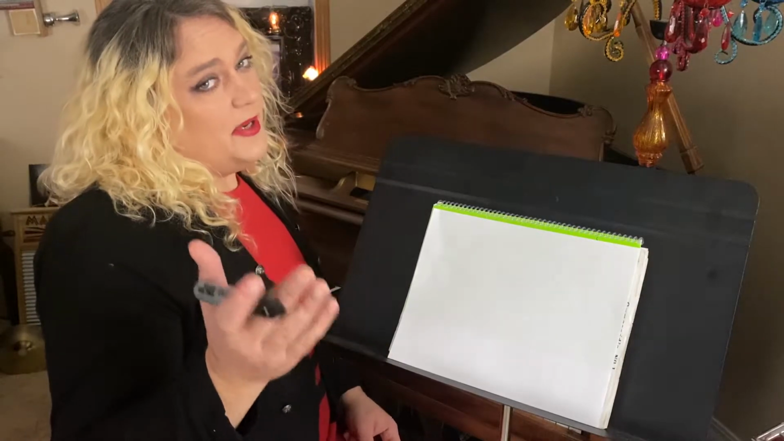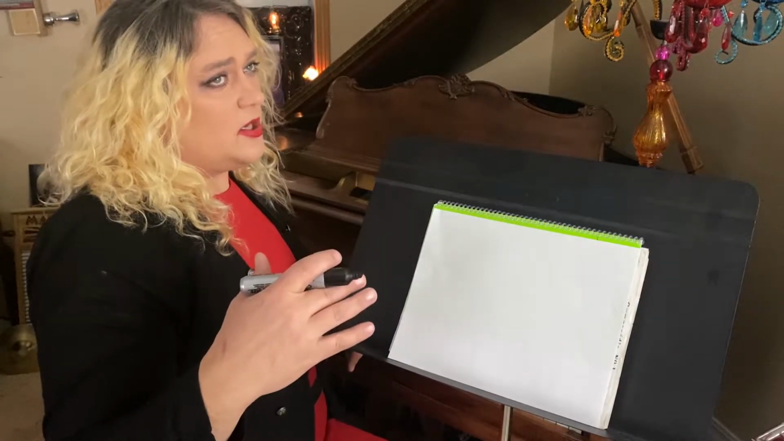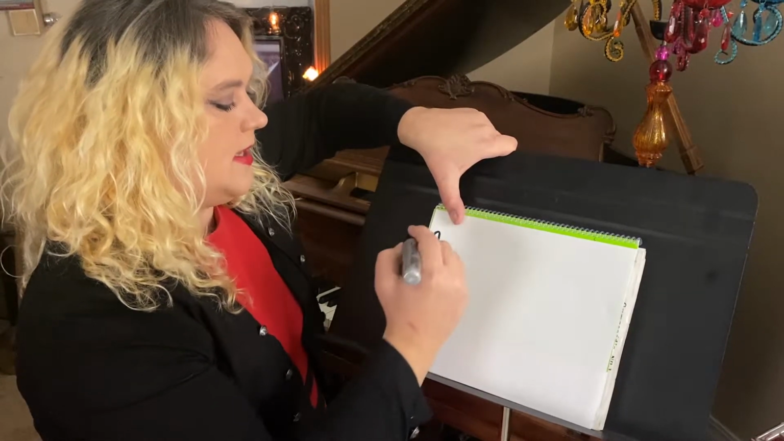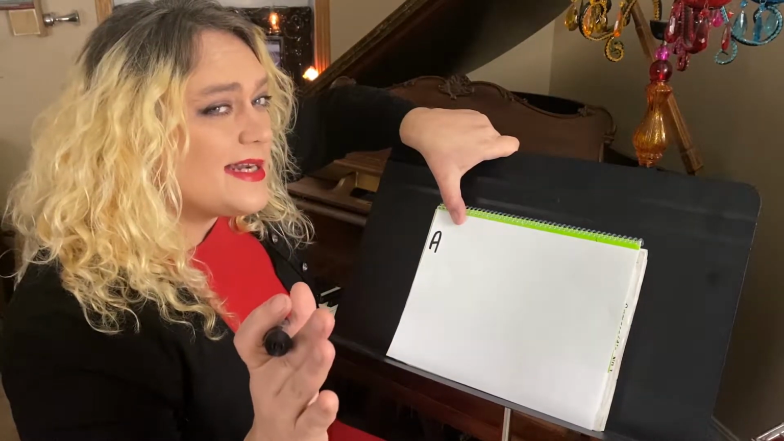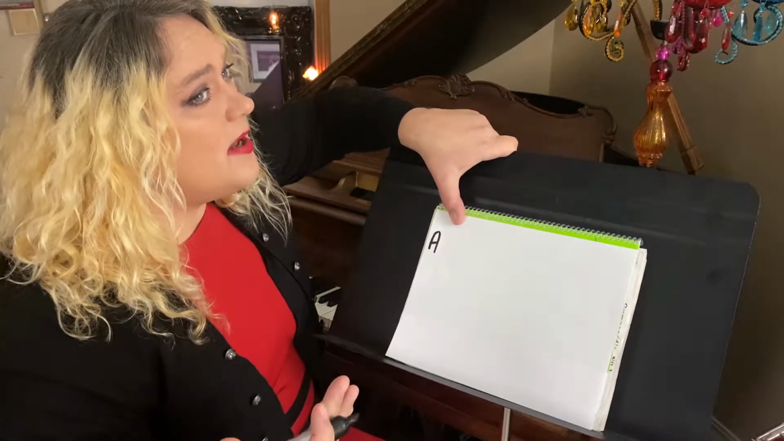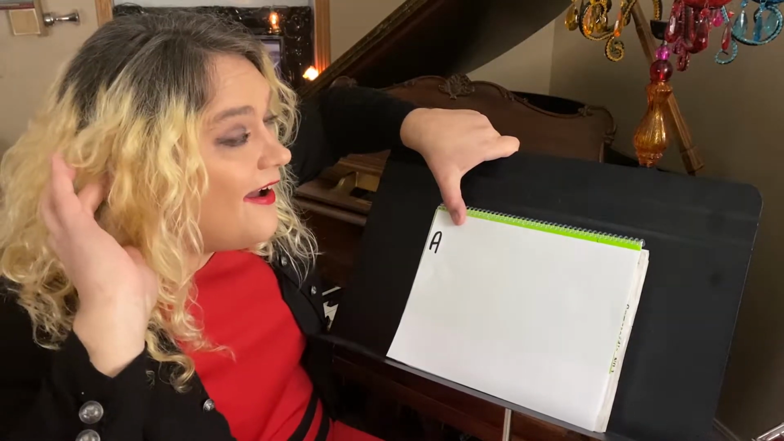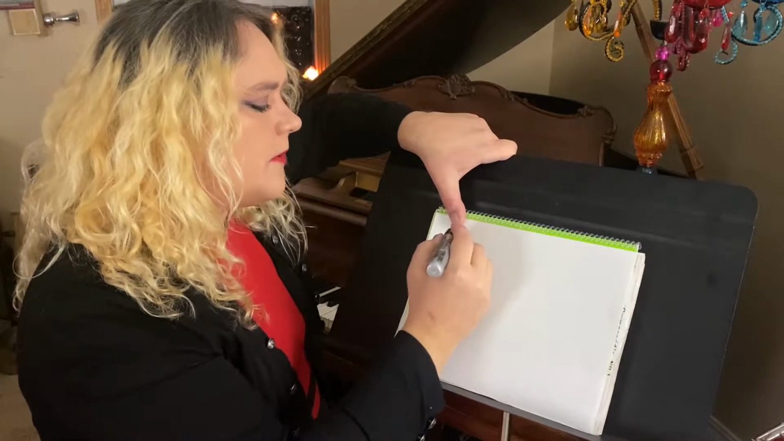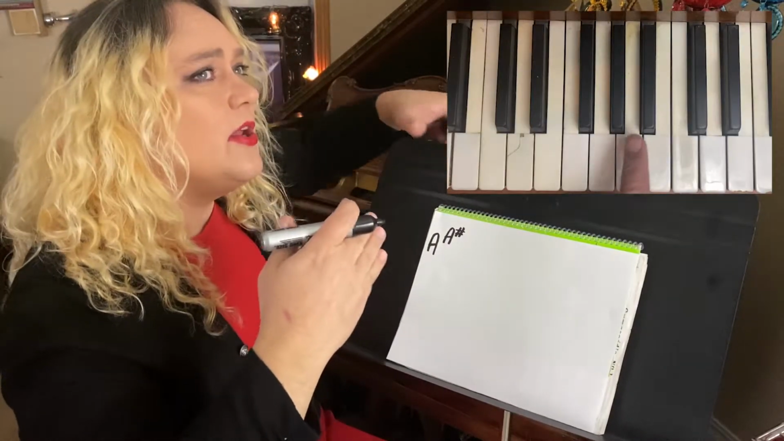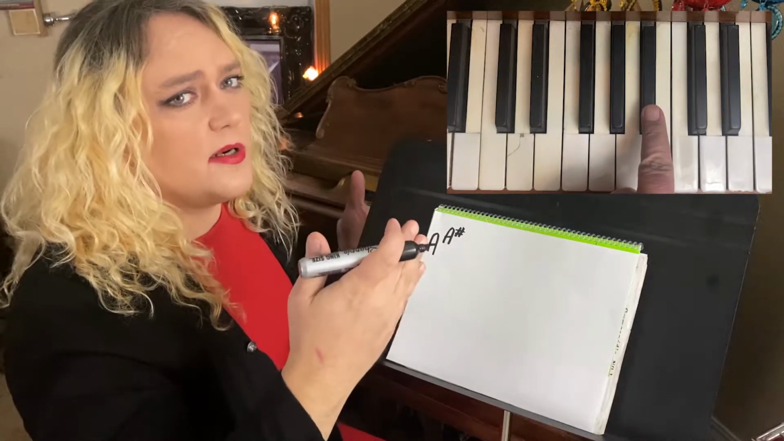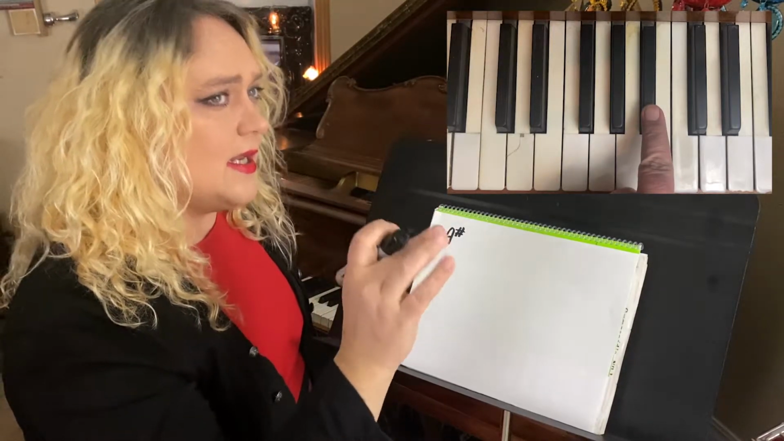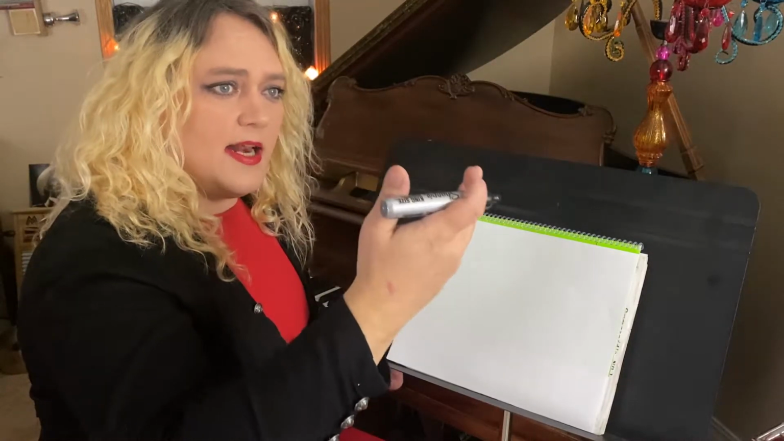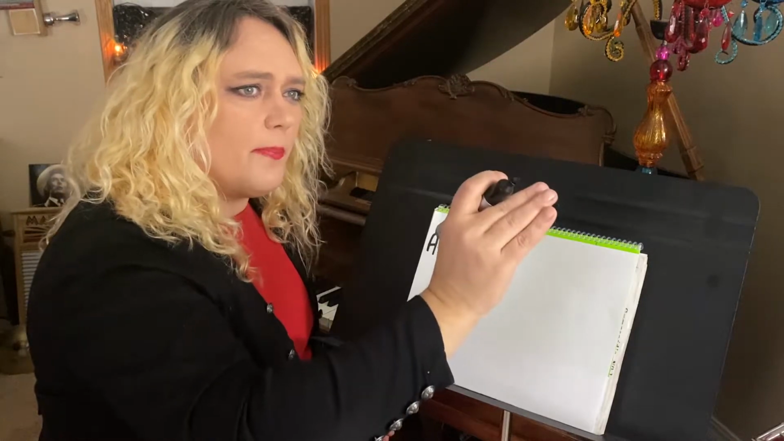Let's review by naming all 12 notes in alphabetical order, starting with the note A. Now, what is the name of the note that is a half step above A? A sharp. That's right. Because you'll remember on a piano, when you go from A and you go up a half a step, or in other words, to the right one key, you'll find that you end up being on that black key there. And the name of that note is A sharp.